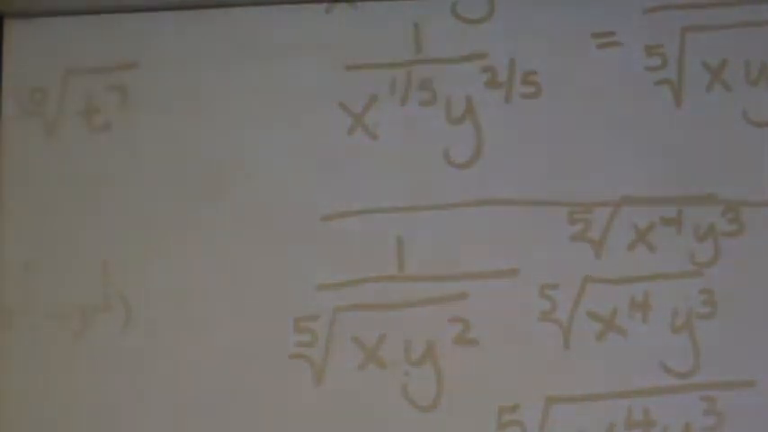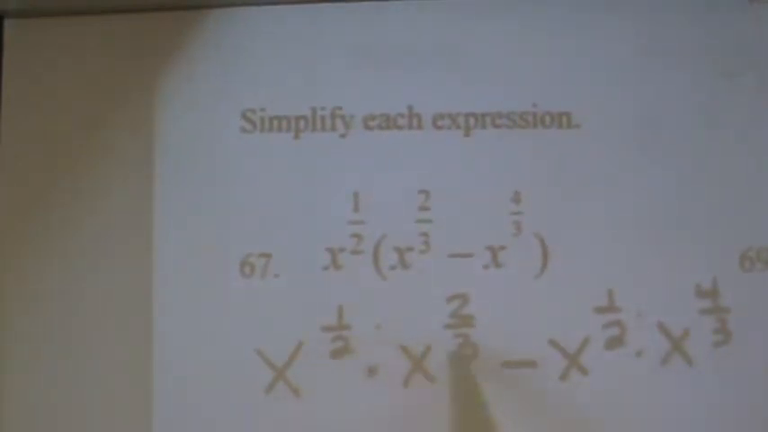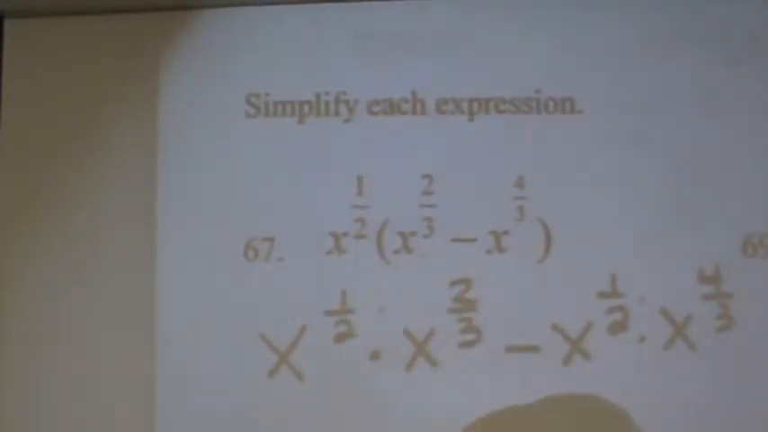That would be rationalized. For 67, you are multiplying x to the 1/2 times x to the 2/3 minus x to the 1/2 times x to the 4/3. You've got to get a common denominator, which would be in the 6's.